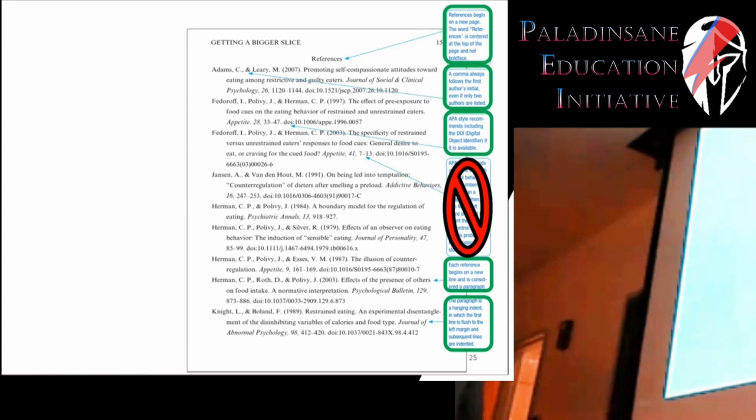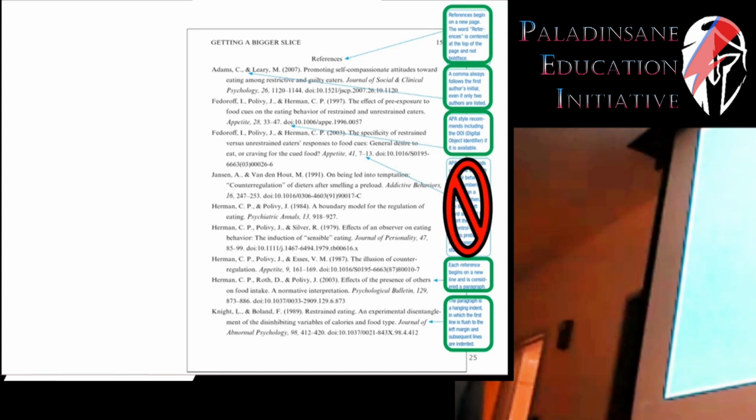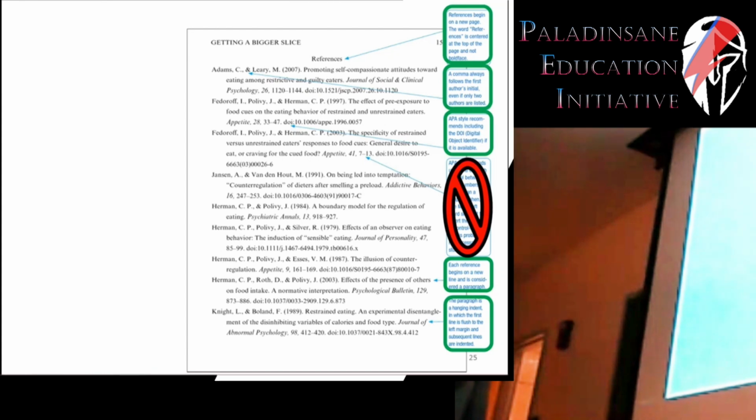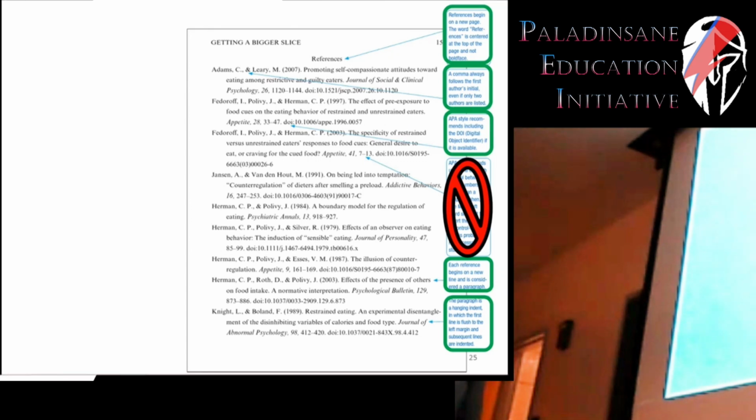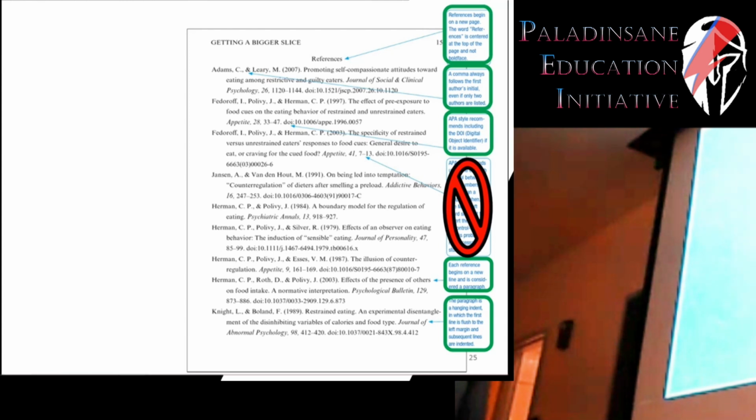And then when you list the six references that you have, they're listed in order of that first author. So you can see here it goes Adams, and then Fedorov, and then Jansen, and then Herman, and then Knight. So it's listed in order of your first author. If your first author is the same, if there's a tie, so here we've got Fedorov and Fedorov, then you go to your second author. If your second author is a tie, then you go to your third author. If your third author is a tie, you go to your fourth and your fifth until you run out of authors. If you run out of authors and it's still a tie, you go to the date.